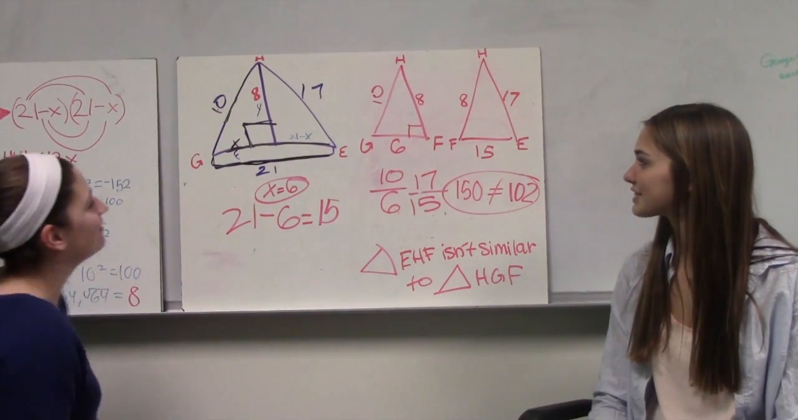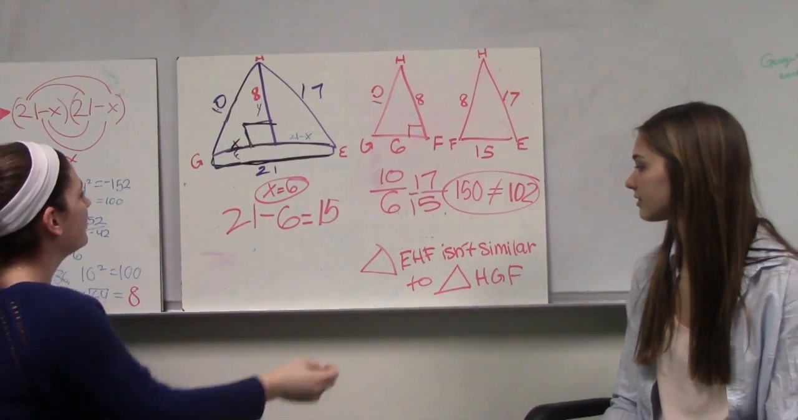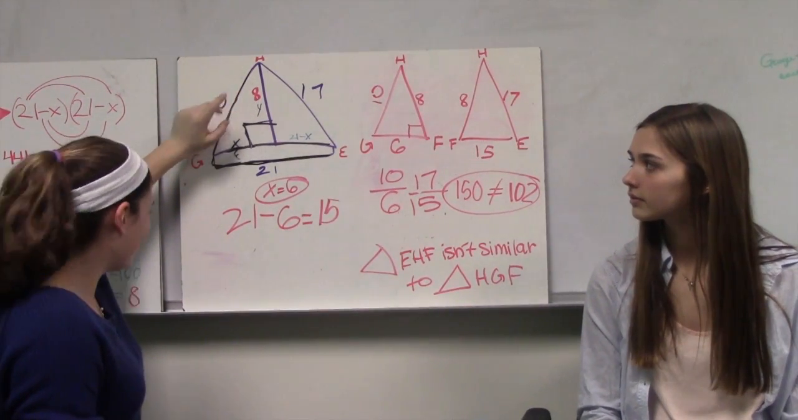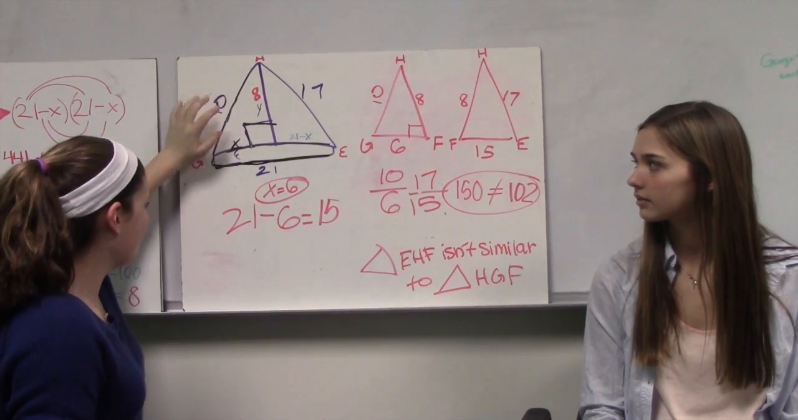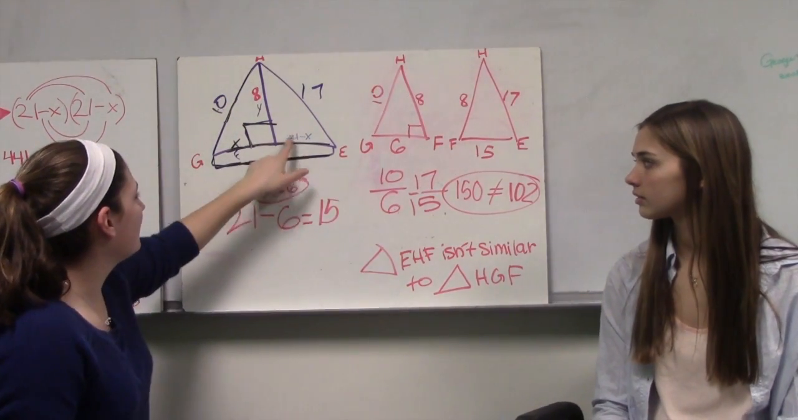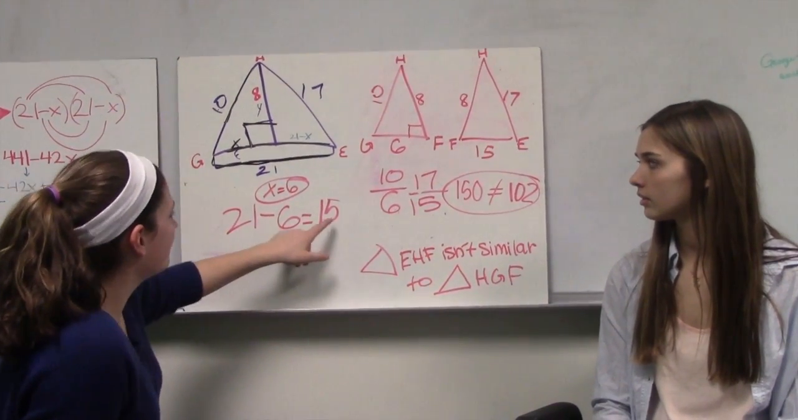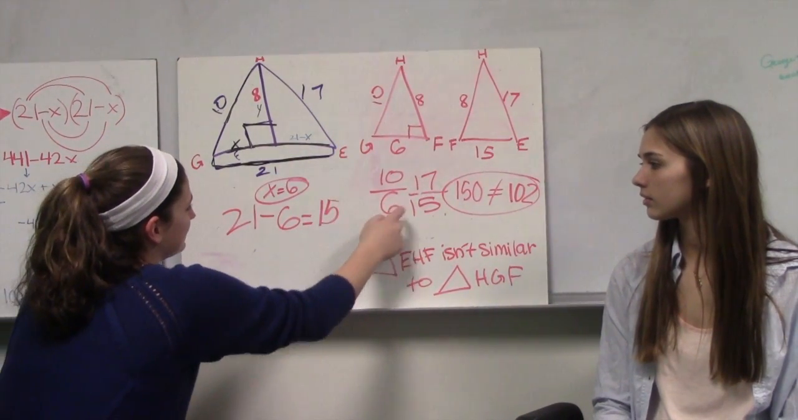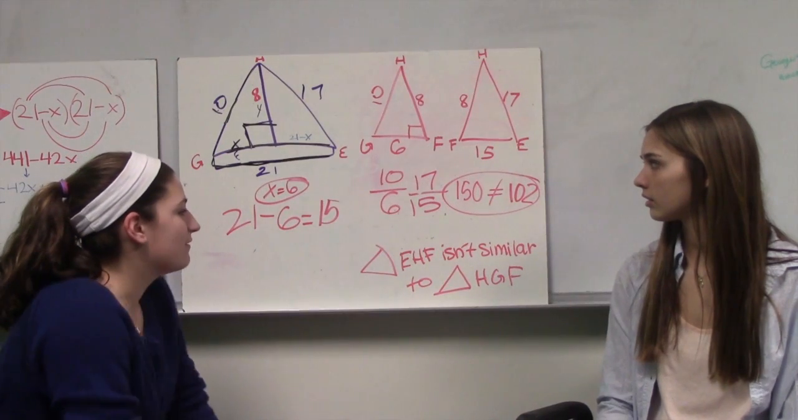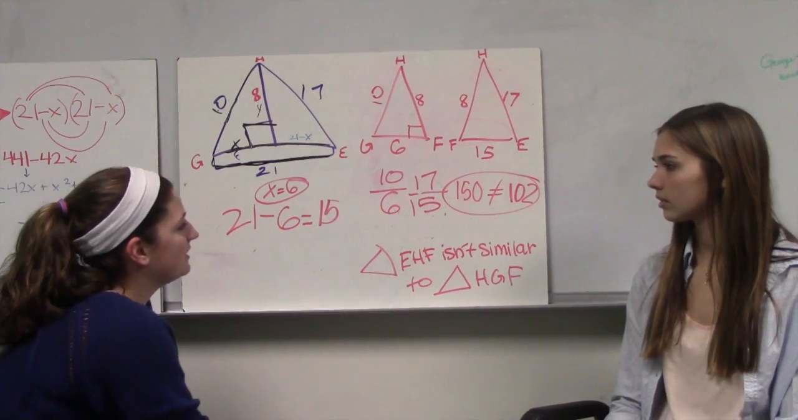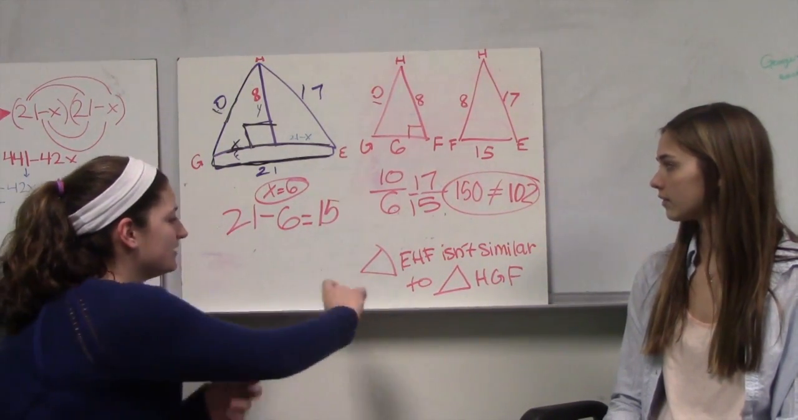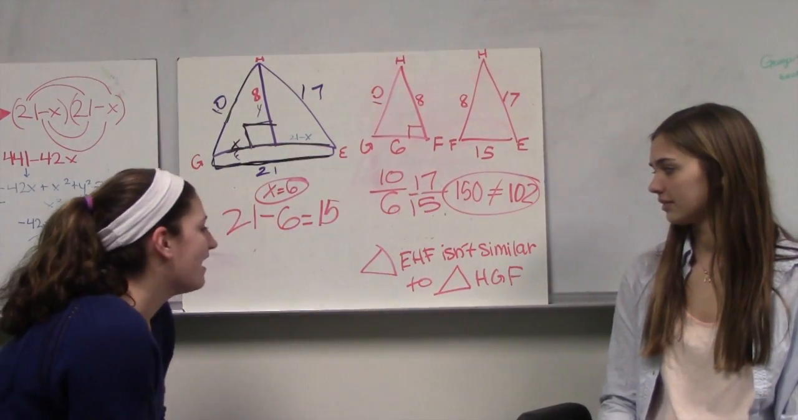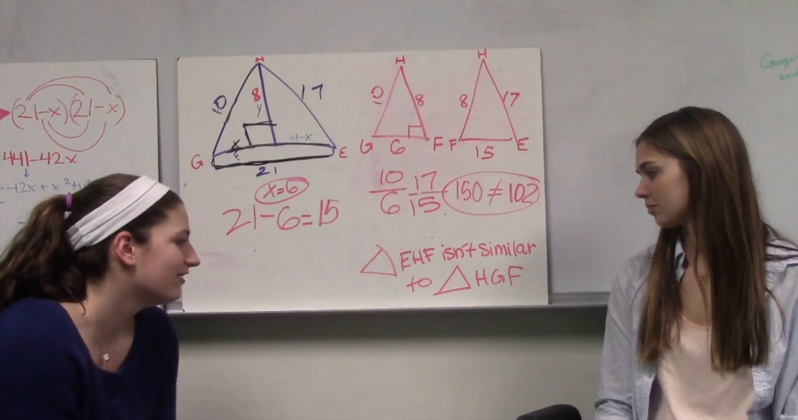Okay, to figure out that the triangles are similar, we knew that x was 6 and y was 8. And so what we did was we found out that 21 minus x was 15, and we compared the sides like we learned, and we did 10 over 6 is to 17 is to 15. And if they were similar, they would equal the same number, but since they didn't, triangle EHF isn't similar to triangle HGF.